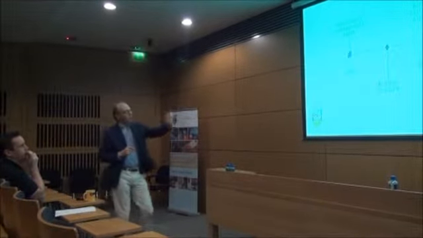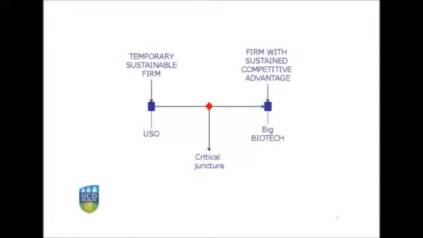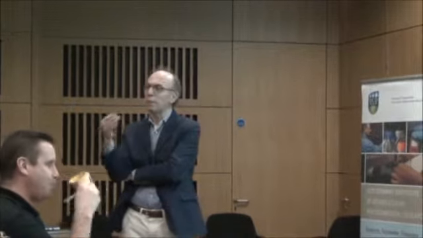Now let's take this concept of a sustained competitive advantage a bit more in detail. Some biotech firms, and the big biotech firms such as Genentech, are firms with a sustained competitive advantage. They started originally from an academic spin-out, university spin-out, that in many cases have a temporary sustainable firms. And I mean by that, they are sustainable as long as their IP exists. If the IP disappears, they are in the middle of competition, and probably if they have not done something with respect to their IP, they will disappear.